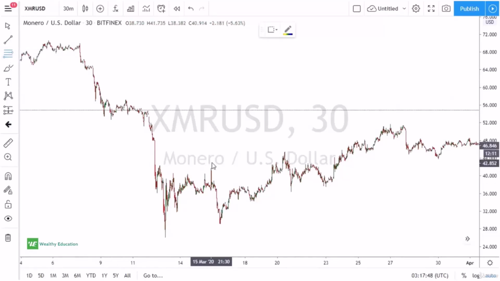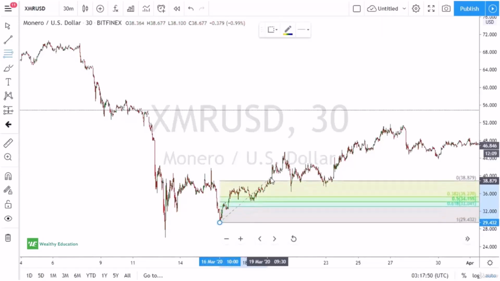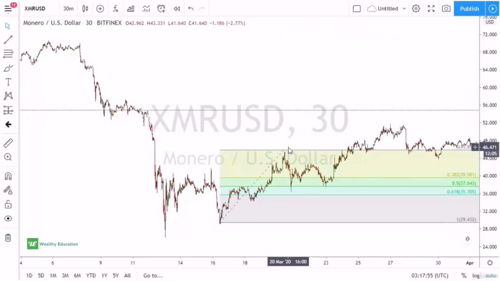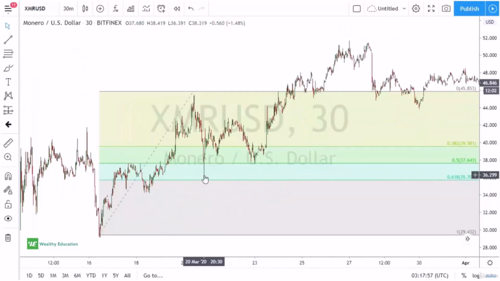So this was a swing low. This was a swing low. So let's take this one and drag it up to the swing high, and then you look and you can see the price basically went down to the 61.8% Fibonacci retracement level.